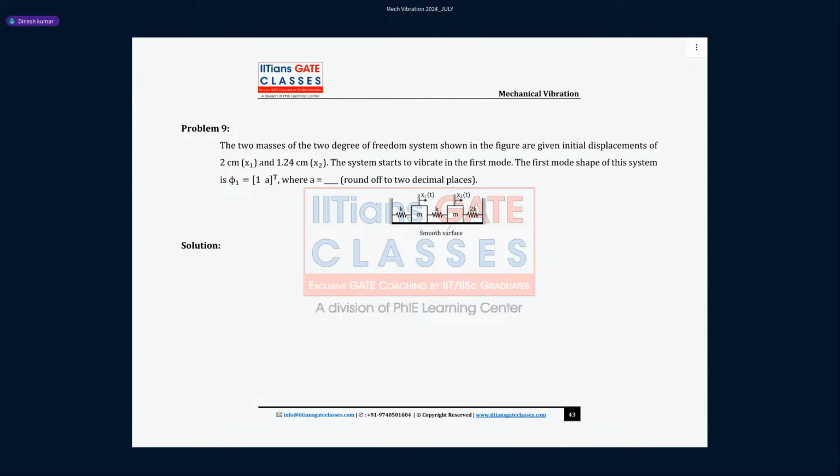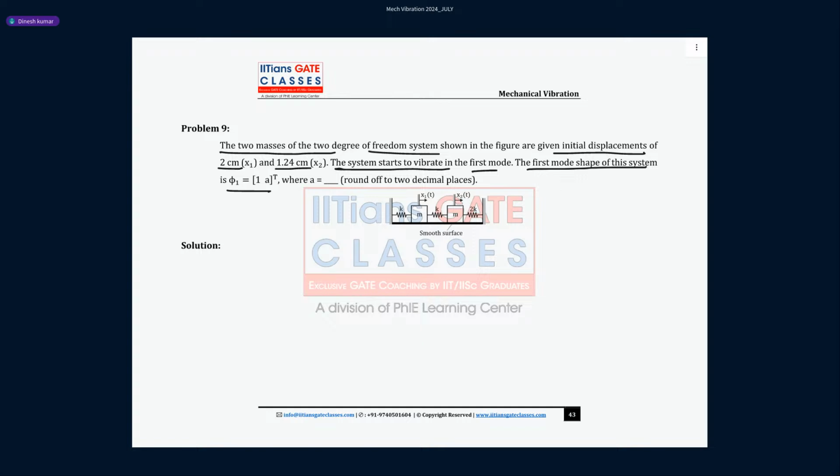It says, the two masses of the 2 degree of freedom system shown in the figure are given initial displacement of 2 centimeter for x1 and 1.24 centimeter for mass 2. The system starts vibrating in first mode. The first mode shape of this system is given as phi1 equal to [1 a] transpose. So what is the value of a?